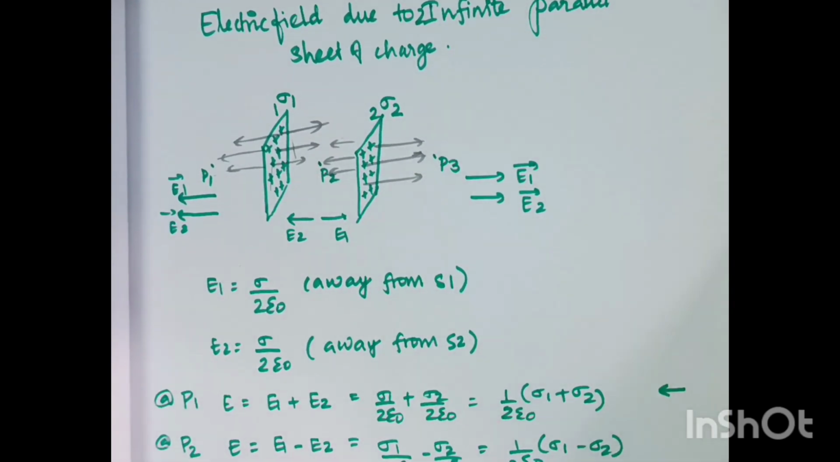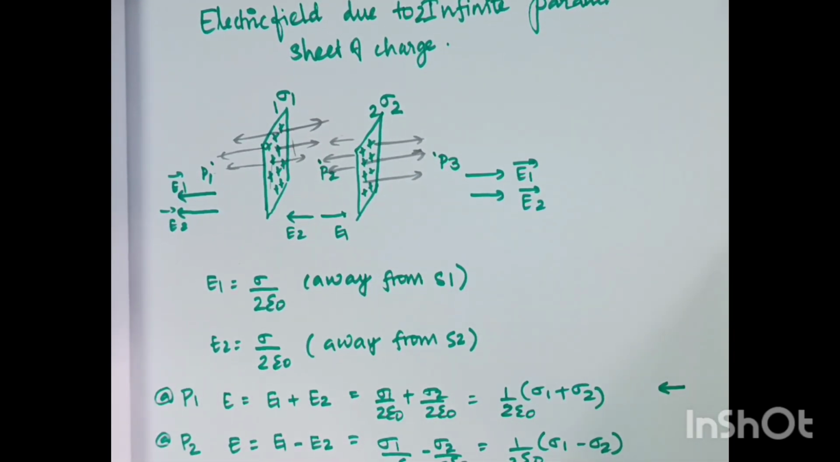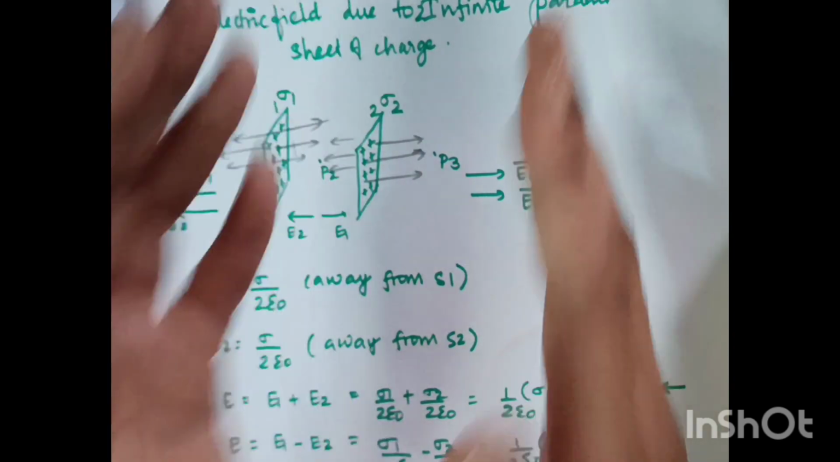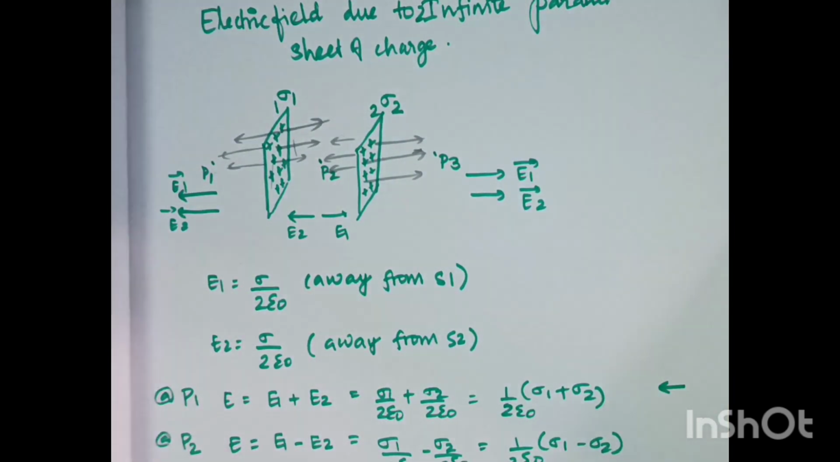Electric field due to two infinite parallel sheets of charges. So we have already seen how to find the electric field because of an infinite parallel sheet of charge. Now we are going to see how to find the electric field at certain places because of two sheets. So we have two sheets which are placed like this, and we are going to find the electric field at certain points.